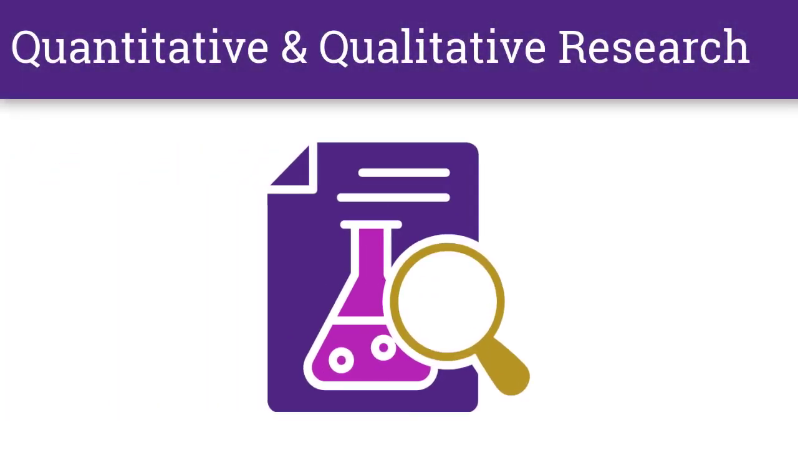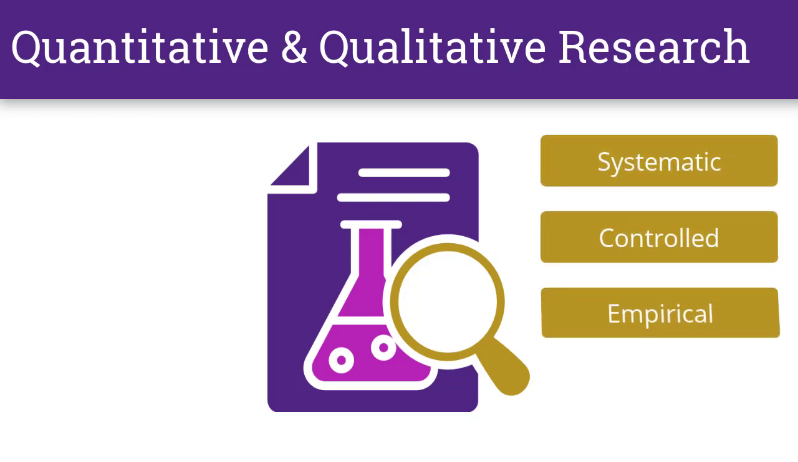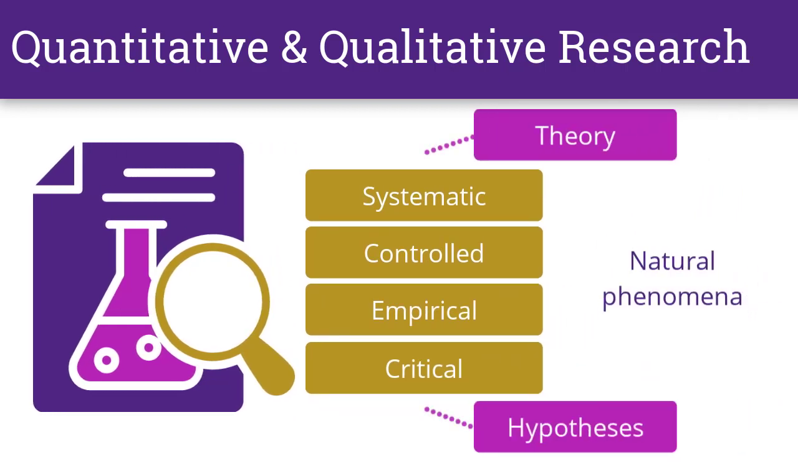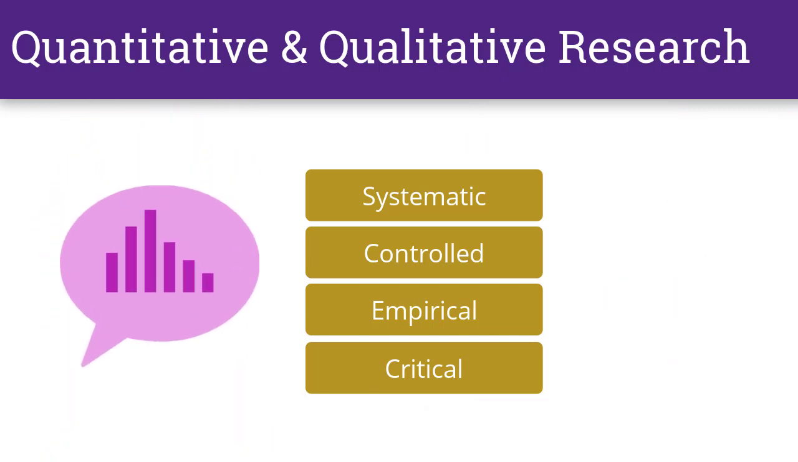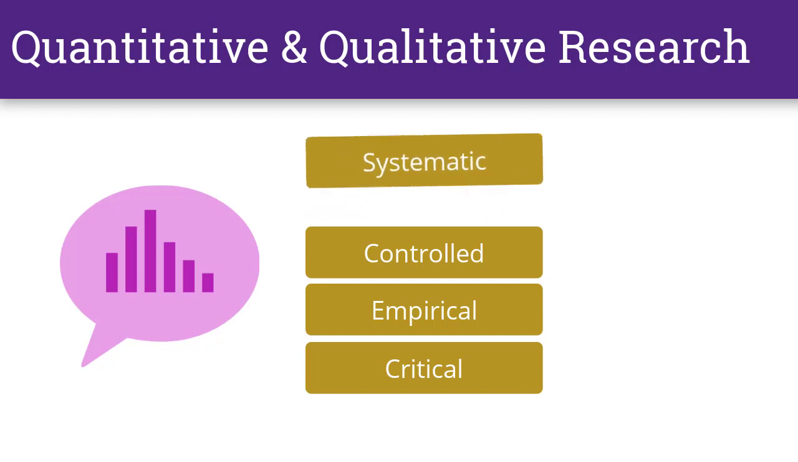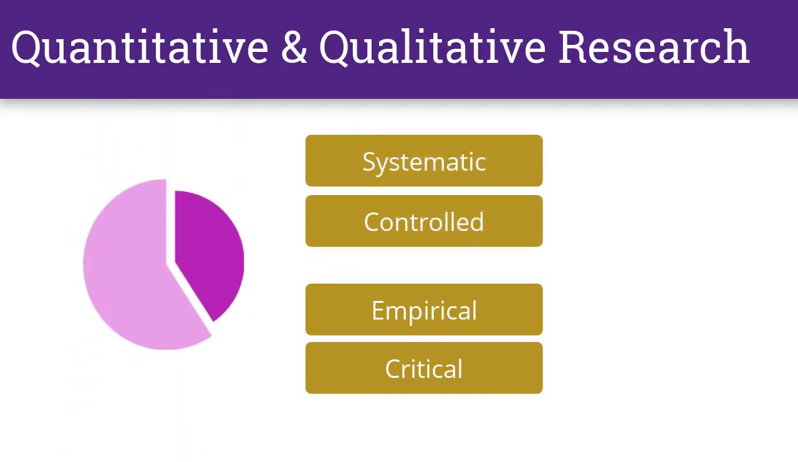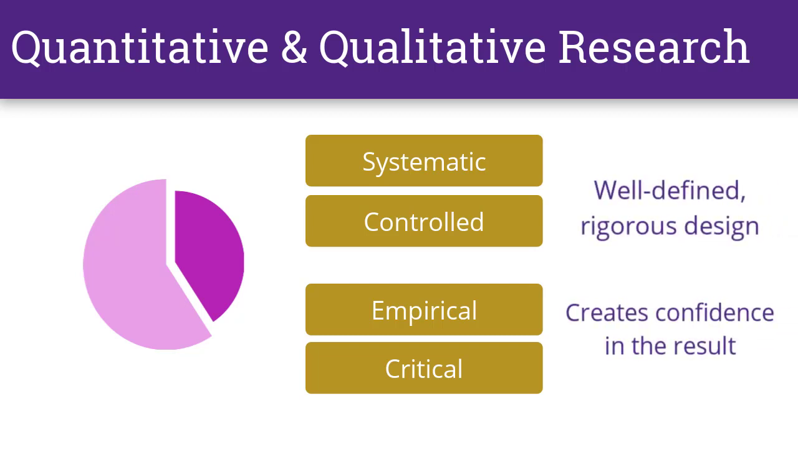The scientific method provides a fundamental framework for research. It is defined as a systematic, controlled, empirical, and critical investigation of natural phenomena guided by theory and hypotheses about the presumed relationships among such phenomena. While qualitative research follows a similar series of steps, the systematic and controlled portion positions quantitative studies as being designed and carried out in a well-defined, rigorous manner such that we may be confident in the results.